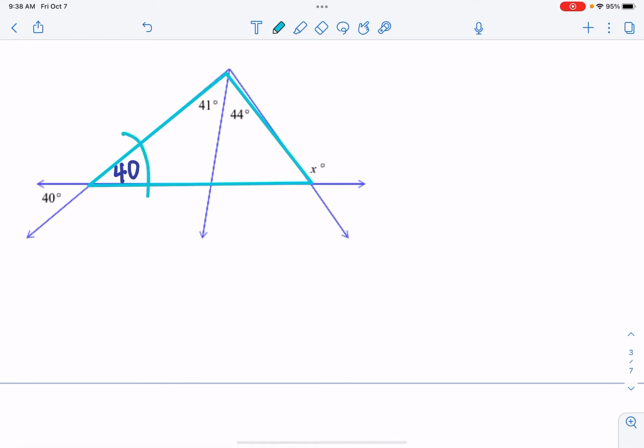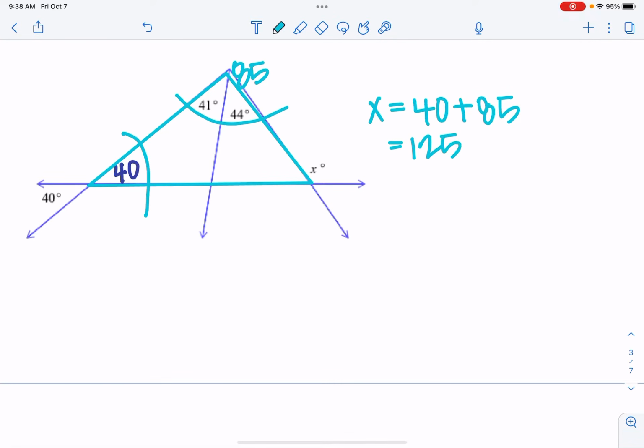So I have 40 degrees here. If I add up this angle, that's 85. Then I could do my exterior angle thing where I do X is equal to adding up 40 and 85. So I just like to look at it as one big triangle. And to me, that's the easiest way to solve this.